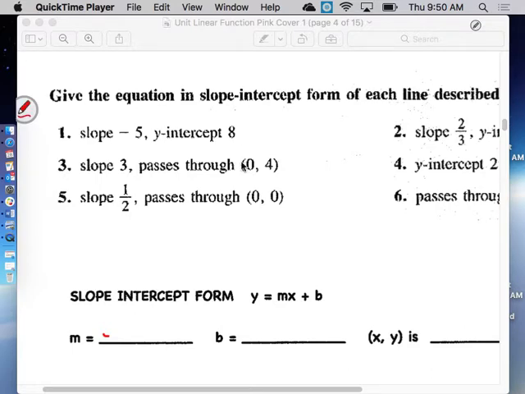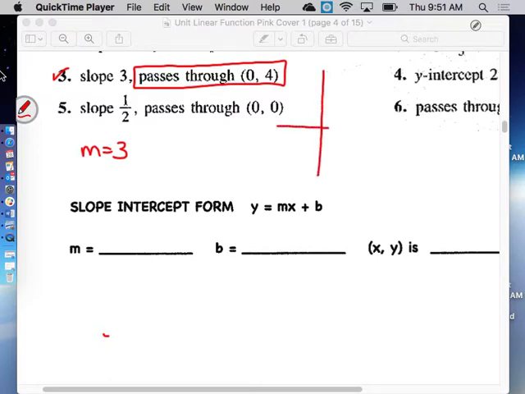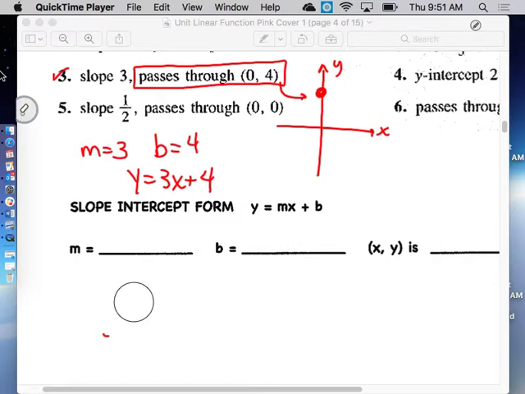Number 1 and 2 are very straightforward. Number 3, you're told that the slope is 3, and then you're told that the line passes through the point 0, 4. So you need to recognize that the point 0, 4 represents a point that would lie on the y-axis. So b in number 3 would be 4. So your equation would look like this. That would be your linear equation in slope-intercept form for a problem like number 3 with the information they've provided. Let's look at another one together.